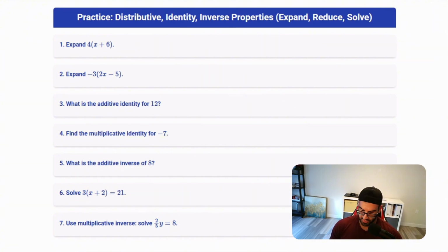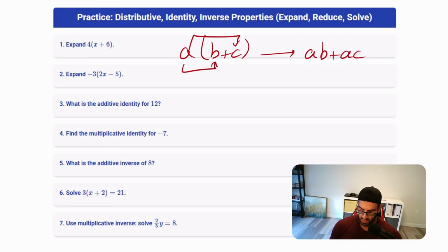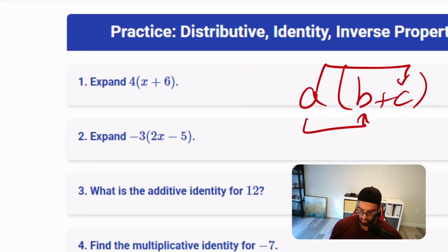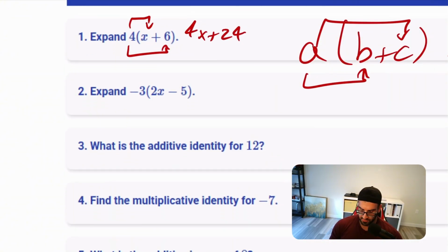It means that if I do have A times B plus C, I can write it down as A times B plus A times C. This is the way that I can get rid of fraction. AB plus AC. So let's apply it over here. 4 times x plus 4 times 6. 4x plus 24. What about over here? -3 times 2x, -3 times -5. So I have -6x plus 15.